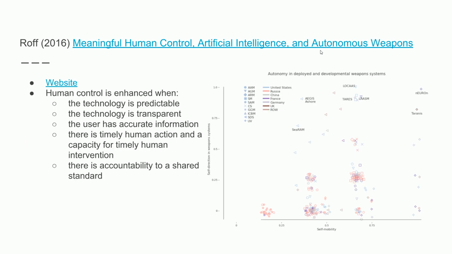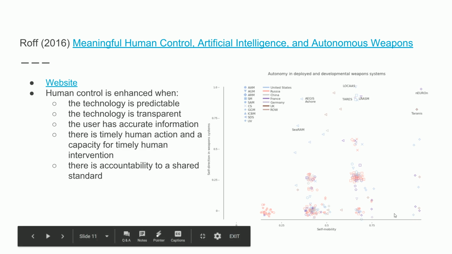Right now, there's no international treaty regulating these autonomous weapon systems, but there has been a lot of work trying to understand and classify them. This is a paper by Roth from 2016, where she looks at all the known declassified weapon systems from all sorts of different countries, and classifies them by their level of autonomy in terms of mobility and in terms of their weapon systems. And so we can see that they fall into some groups.